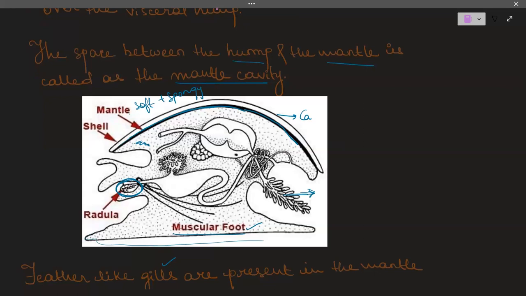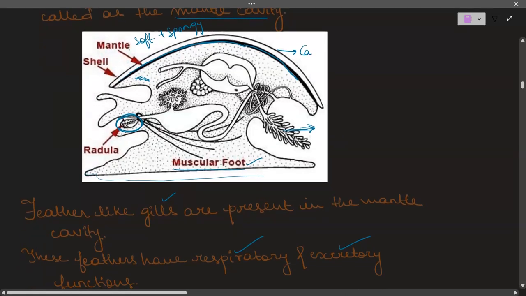See, this is the hump, and this hump is actually covered by a very soft and spongy layer of skin, that is mantle, and the region between the hump and the mantle is known as the mantle cavity.